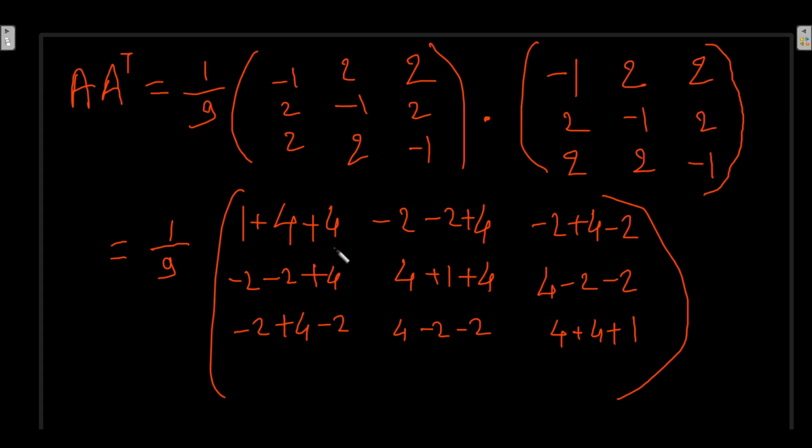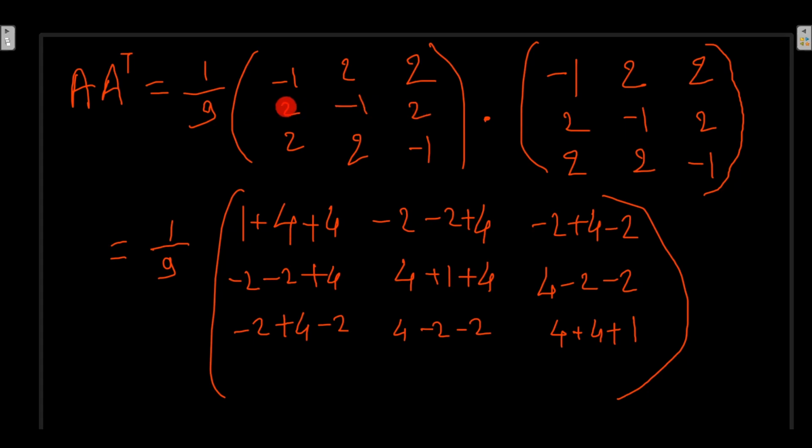Then second row will start. So second row multiplied by first column. So 2 multiplied by -1, -2, -1 multiplied by -2, plus 2 multiplied by +2, +4. Okay, then first row multiplied by second column. So 2 multiplied by 2, that is +4, -1 multiplied by -1, that is +1, plus 2 multiplied by +2, +4. Okay, so this is done.